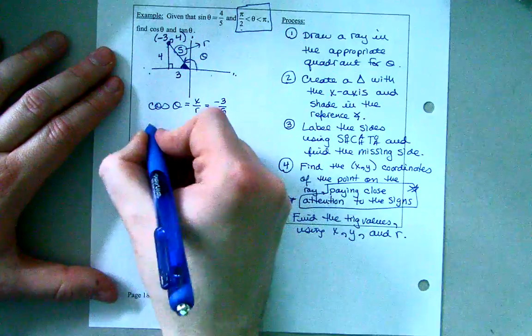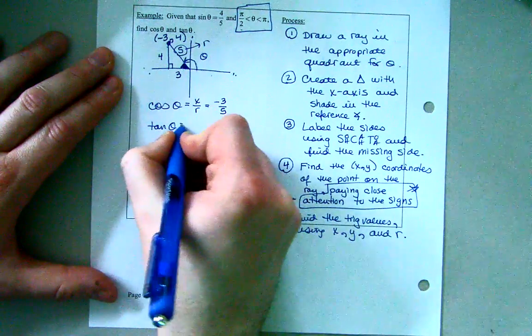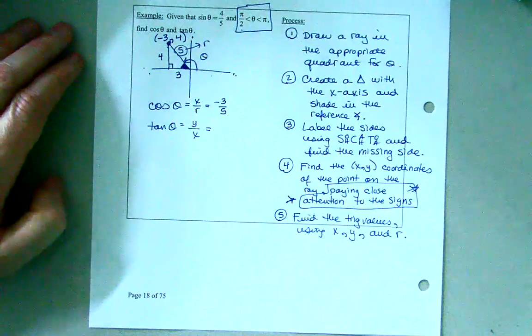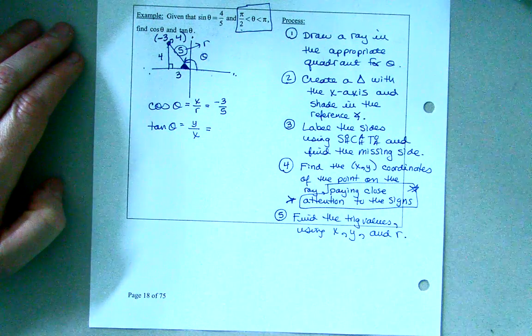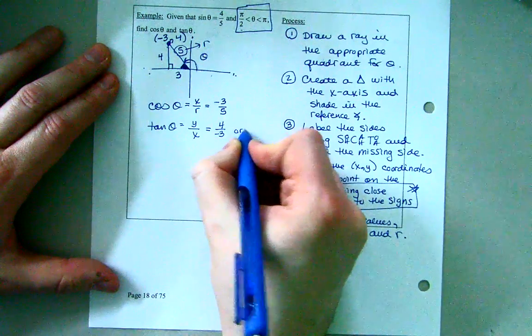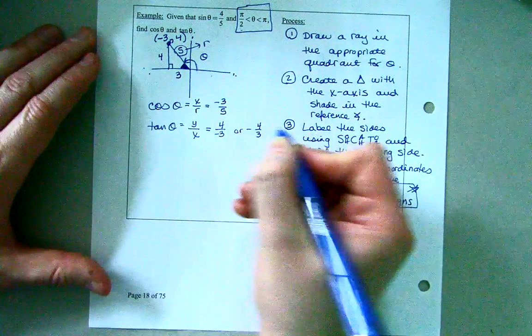Yeah. Tangent of theta. Y over x. What's that going to be? 4 over negative 3. You could also, if you wanted to, just say negative 4/3. That would also work.